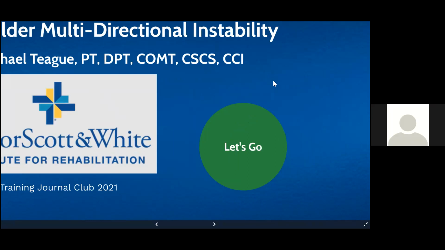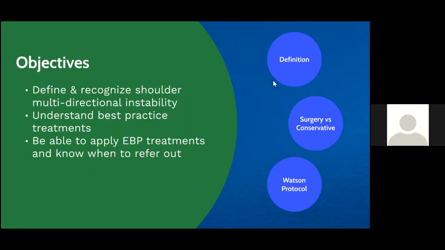Okay. So some of the objectives for this presentation are I want the audience to be able to define and recognize shoulder multi-directional instability, be able to understand the best practice treatments for this as well, and then be able to apply these evidence-based practice treatments and know when to refer out whenever the treatment paradigm that you're working with and the scope of practice that you work with is not what this patient needs.